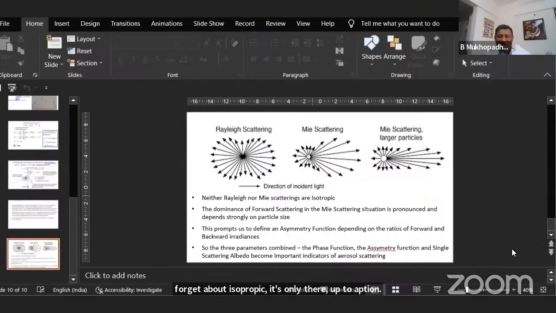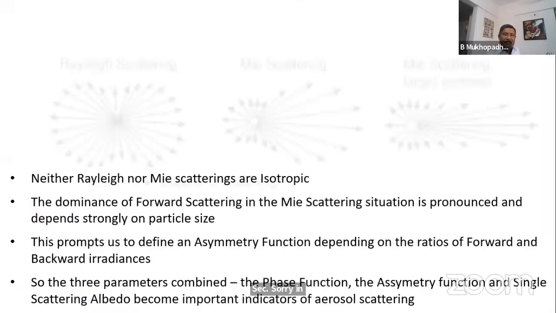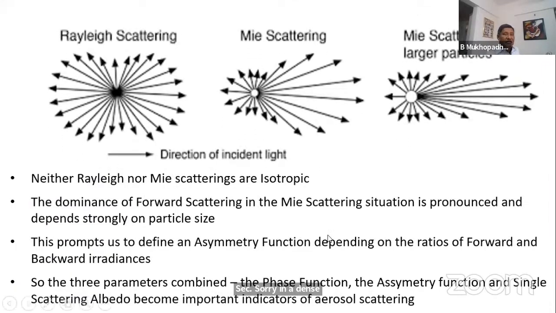Then there is also absorption in a dense medium, not in a very rarefied medium. So it's neither isotropic, none of them. The dominance of forward scattering in the Mie scattering situation helps you to define an asymmetry function. That asymmetry function depends upon the ratios of the forward and backward irradiance. The moment you integrate it with respect to angle, radiance becomes irradiance. Remember that.